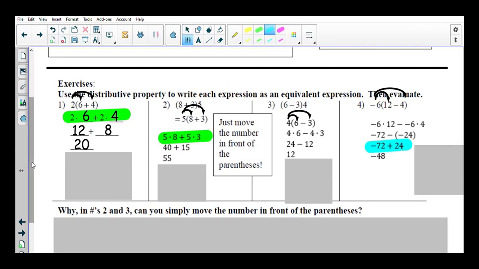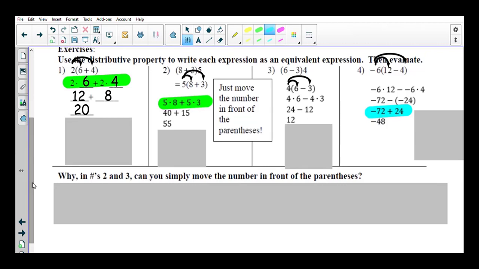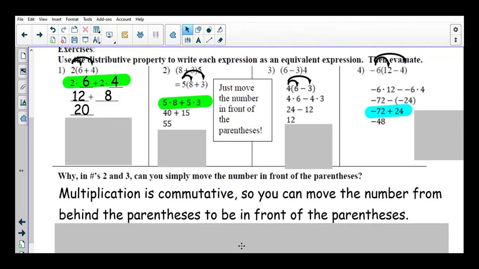Now, the last question on this page says, why in numbers 2 and 3 can you simply move the number in front of parentheses? What do we know about multiplication? If you're thinking we can multiply in any order, you're correct. So multiplication is commutative, like we talked about in lesson 5.3. So you can move the number from behind the parentheses to be in front of the parentheses, again, because we can multiply in any order.